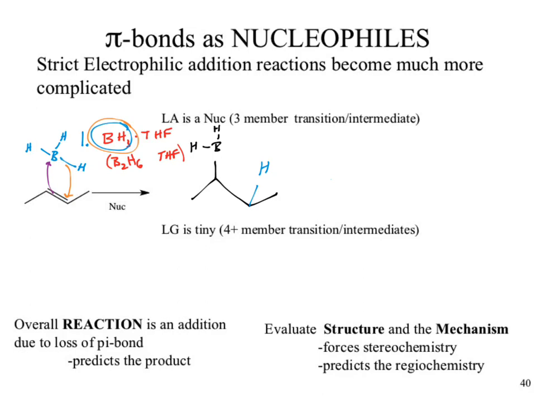Big hint. I added a little 1 there. That is only the first step, because there's a second step, and in that second step I add hydroxide and H2O2. Why do I have to do that second step? Because I don't want boron. I need to get rid of it.